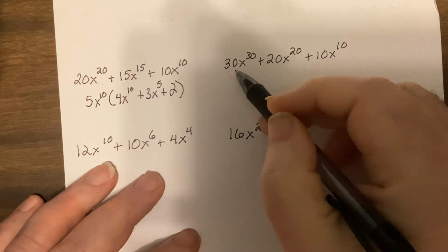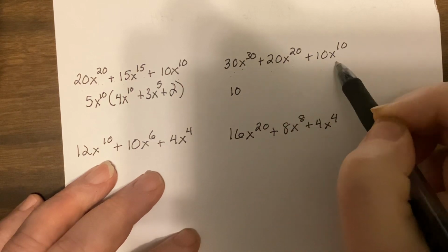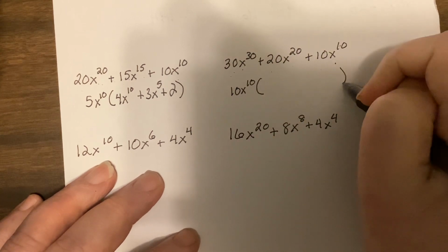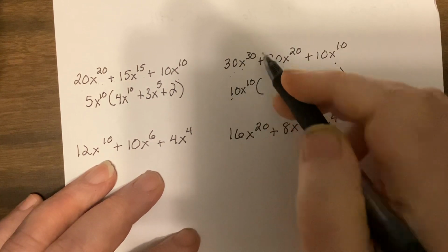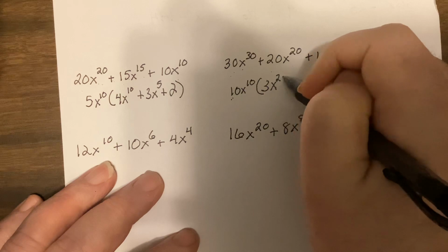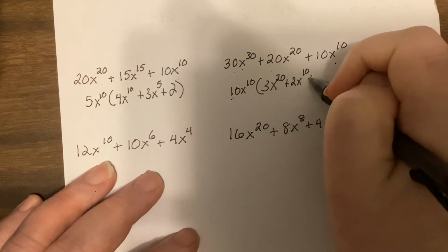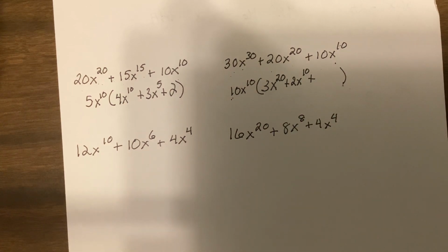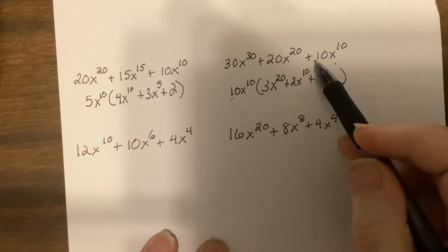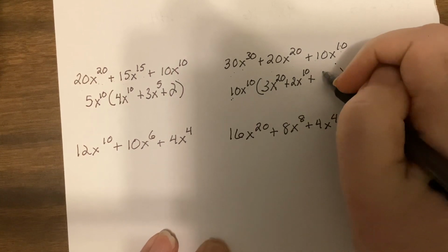So, what goes into 30, 20, and 10? And that'd be 10. Is x in every term? It is. And the smallest power is x to the 10th. So 10 times what is 30? And that's 3. When you multiply two things with the same base, you add. So that would be 2x to the 10th. Now, a lot of people get this following part wrong. 10x to the 10th times what is 10x to the 10th? And it's not 0. 0 times anything is 0. So it's 1.